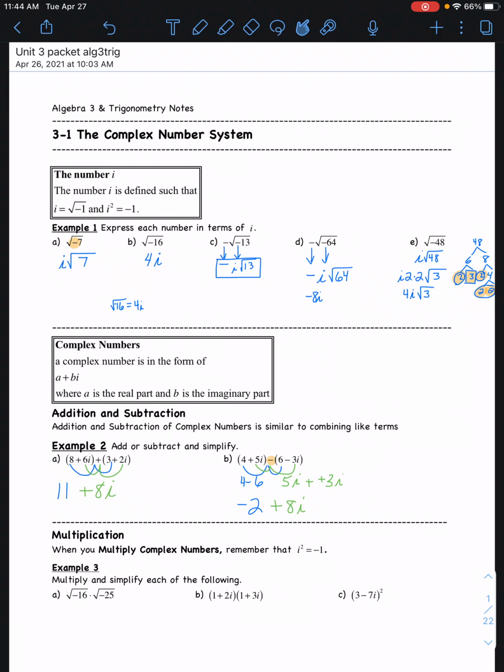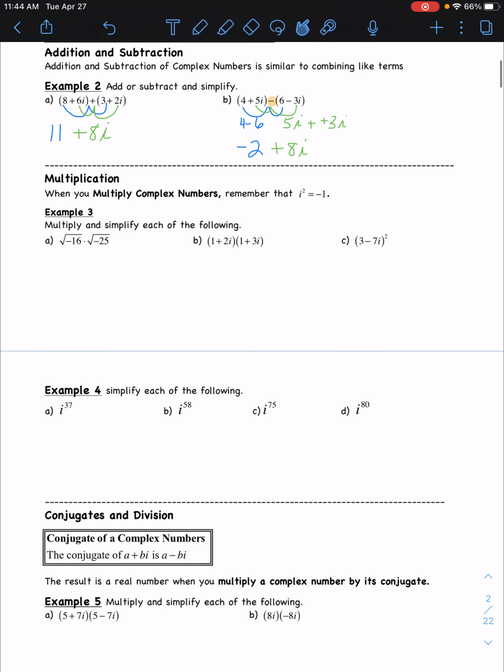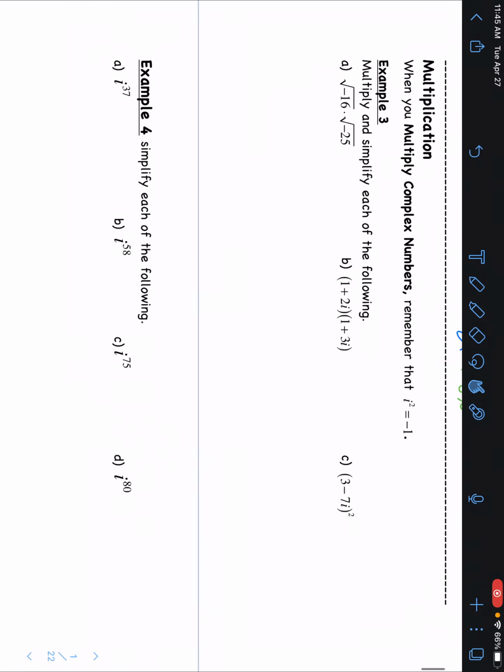Today in this video we're continuing on with section 3.1. Today we're going to focus on learning how to multiply complex numbers.